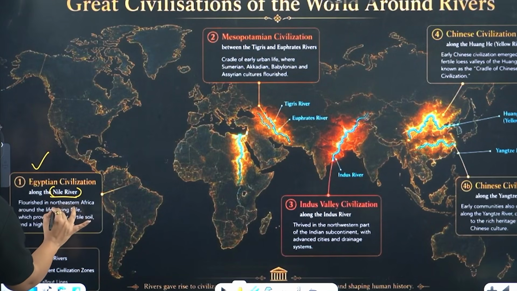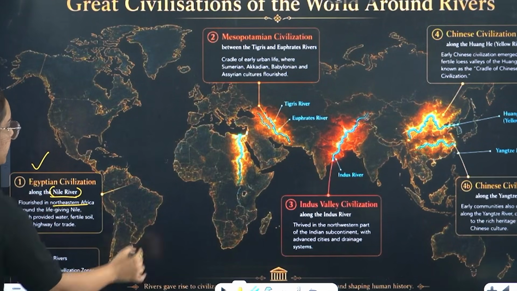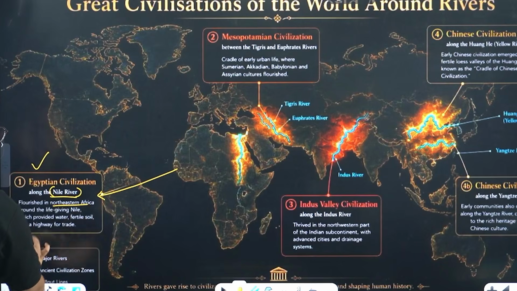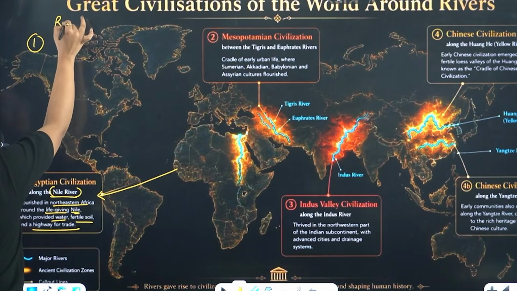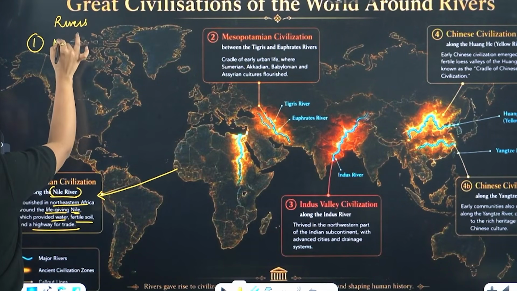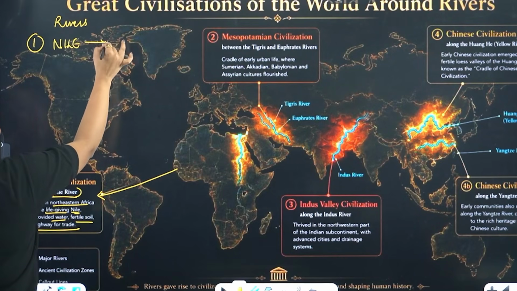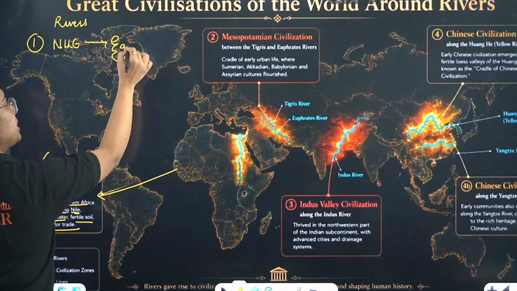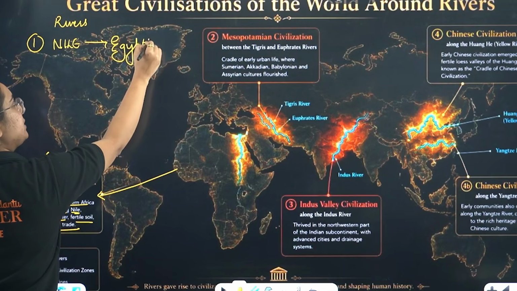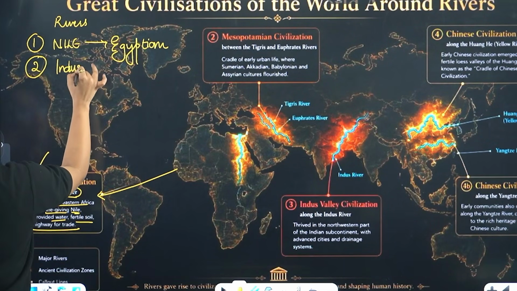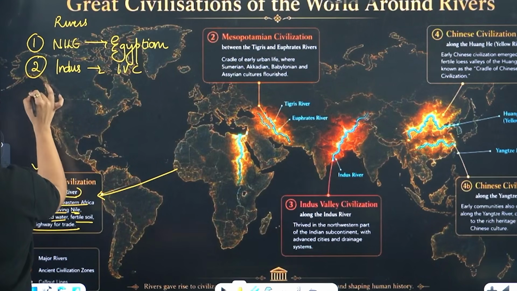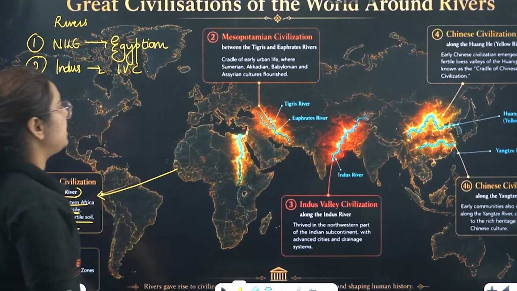This flourished in northeastern Africa, around the life-giving Nile River, which provided water, fertile soil and a highway for trade. So the first one that you have to remember is River Nile. On River Nile, which civilization? Egyptian civilization. Remembered? Second, on river Indus, we have what, beta? Indus Valley civilization, IVC or Harappan civilization.